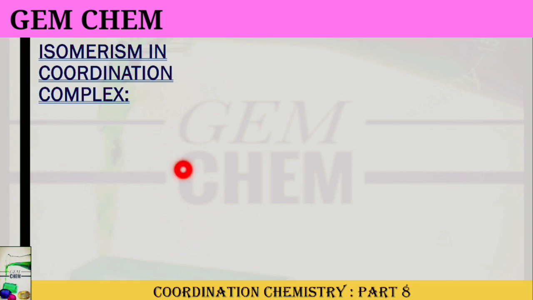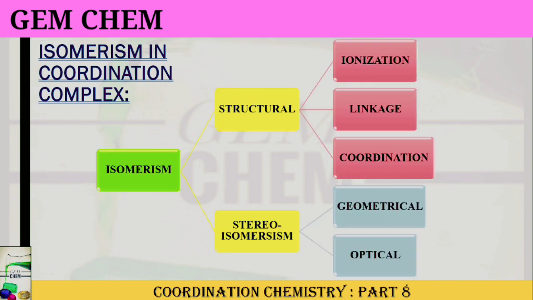In the isomerism case, there is a broad division of isomers. One part is structural, another part is stereoisomerism. Structural isomers have the same molecular formula but different molecular structures. For example, in organic chemistry we know that ether and alcohol, that is CH3OCH3 and CH3CH2OH, differ in structure. As a result, these are structural isomers.